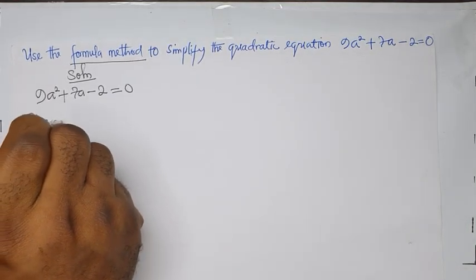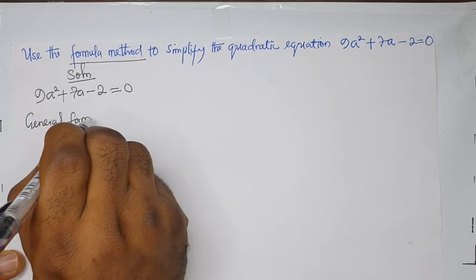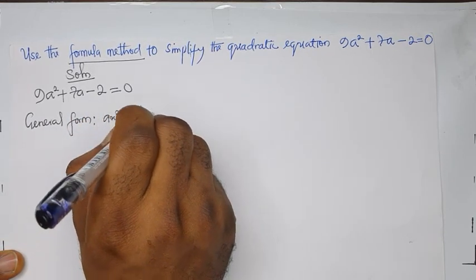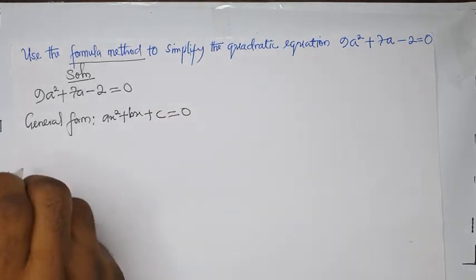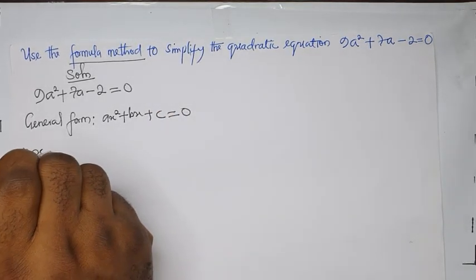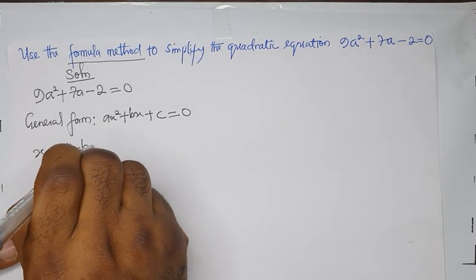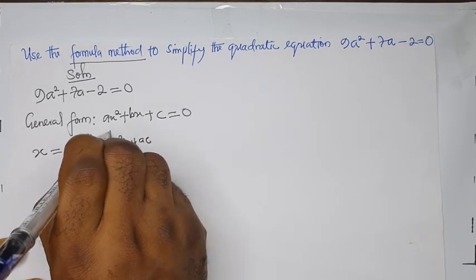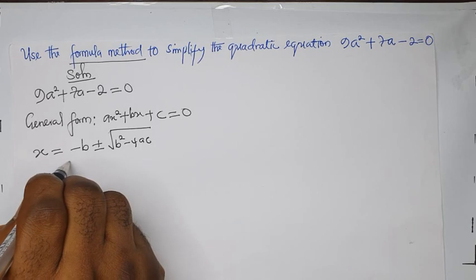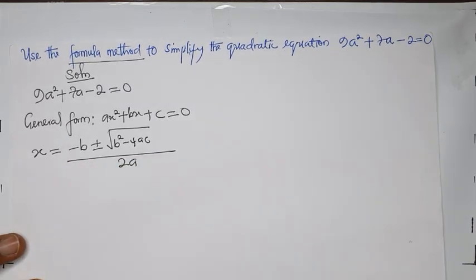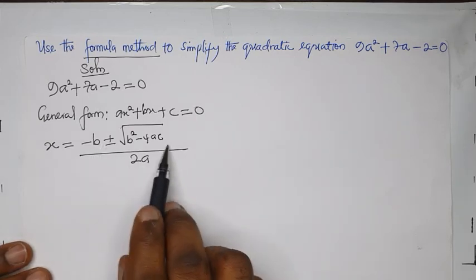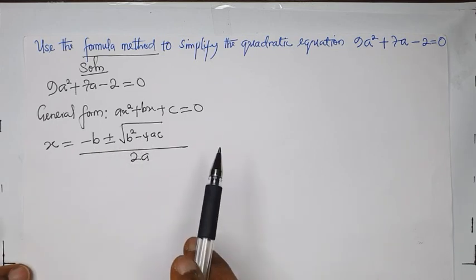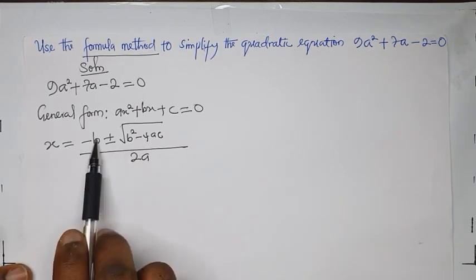remember? The general form of a quadratic equation says that when you have ax squared plus bx plus c equal to 0, you can use the formula to find x as x is equal to minus b plus or minus the square root of b squared minus 4ac, the square root covering b squared and 4ac, all divided by 2a. This is the formula. Right now that we already know this, it is important for us to itemize the variables that appear in the formula. The variables are a, b, and c.